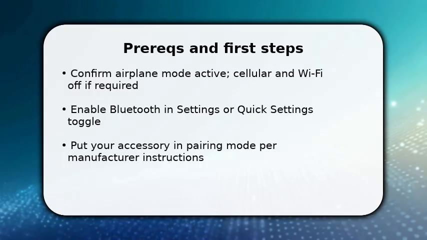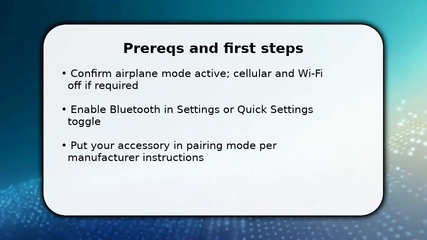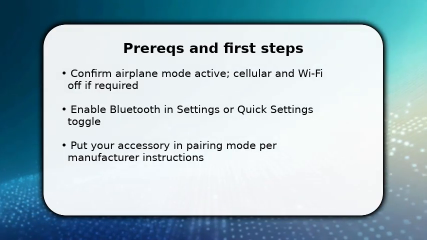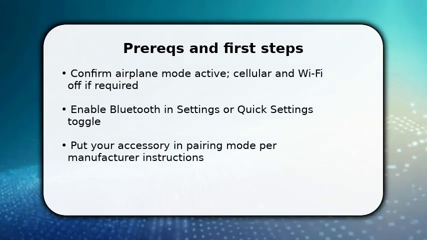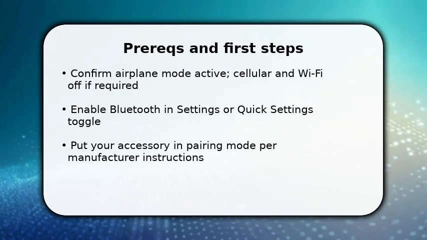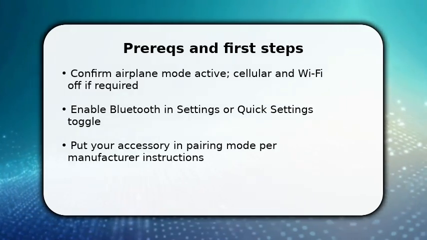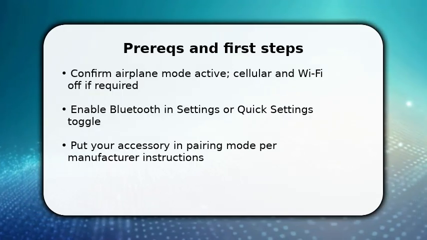You start by checking prerequisites. Airplane mode must be on to disable cellular radios, and you should know how to access settings quickly. Once done, open Settings or swipe Quick Settings and turn Bluetooth on. This overrides the cellular radio block while keeping cellular off.